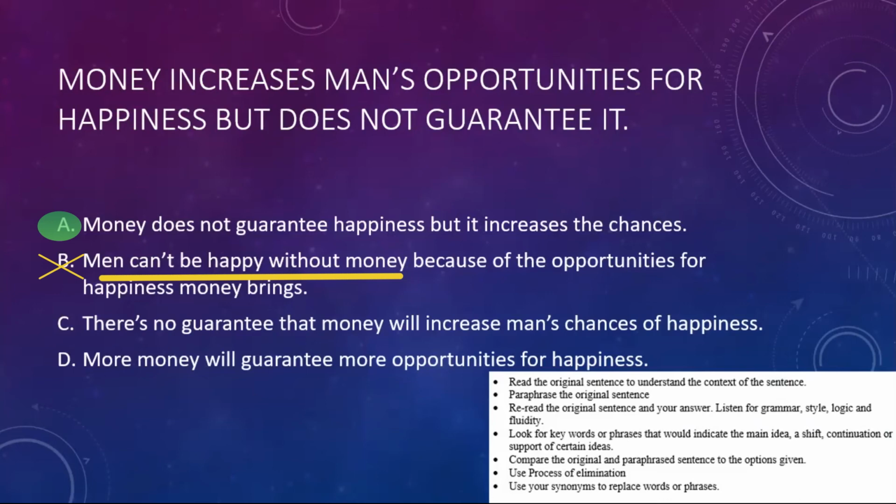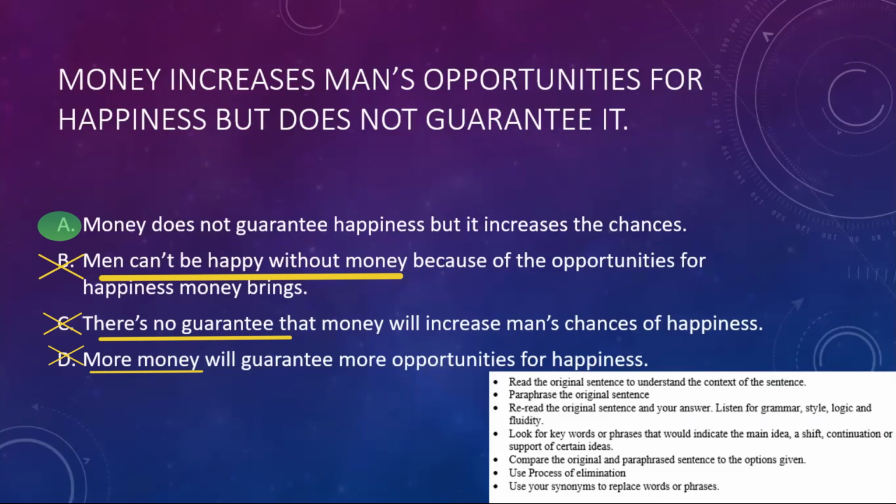Option C says, there's no guarantee that money will increase man's chances of happiness. Now, when we examine option C, we see too that it would also be eliminated, as the option suggests that there is no chance that having money will increase your chance of happiness. Option D says more money will guarantee more opportunities for happiness. Option D is also out because it suggests that for one to be happy, they need to have more money in order to have more opportunities for happiness.